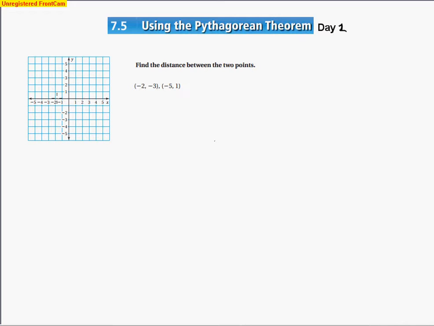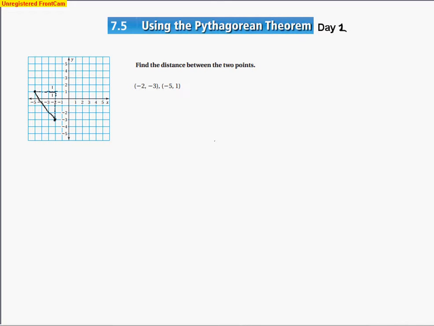If I go 2 spaces to the left, down 3 spaces, I've got a point right there. And then over 5 spaces to the left and up 1 space. Again, I want to find the distance between these 2 points. What we said to do is, if we've got 2 points in a graph, we could just make a right triangle. From the coordinate plane, we can make that and plot the points. We can draw the right triangle and count the spaces.